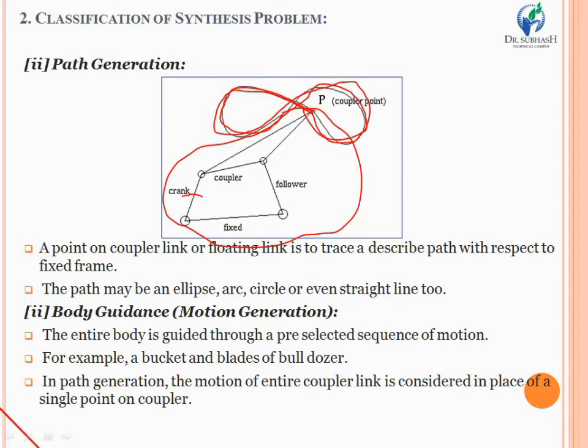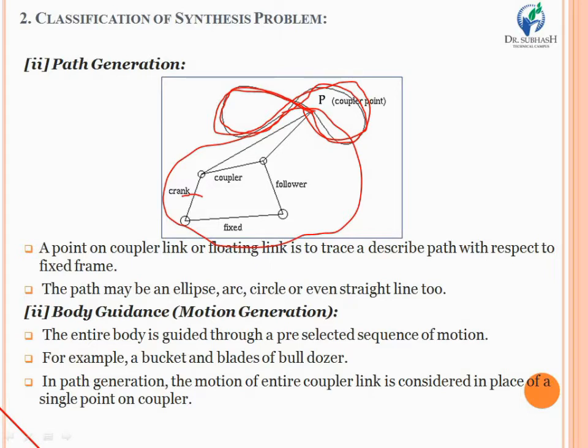And then if you are talking about the third technique, that is body guidance or motion generation, in this technique the entire body is guided through a pre-selected sequence of motion. That means if a body is guided, usually as a part of the coupler link, and you are making an analysis, it will be known as body guidance. The name gives the concept of this technique, body guidance.